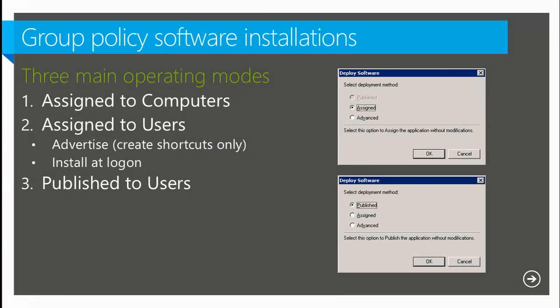We have 3 different operating modes. First one is to assign installation to computer. The second one is to assign installation to users, and it has 2 options: to advertise, which creates only the shortcuts under the start menu, or install at logon. And the third one is to publish to users. And we'll be discussing number 1 and number 3.